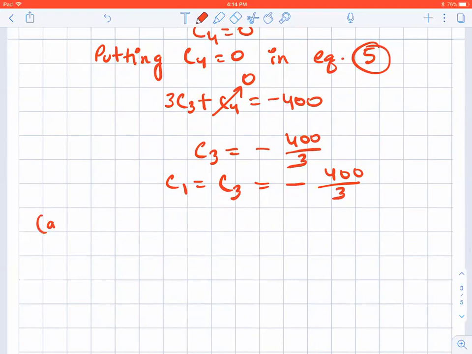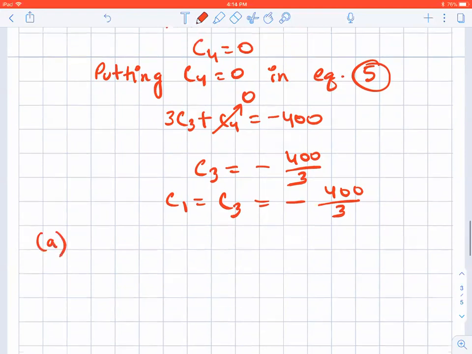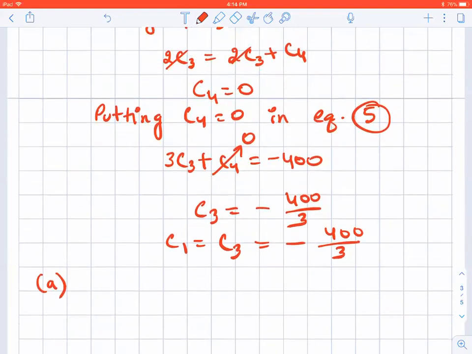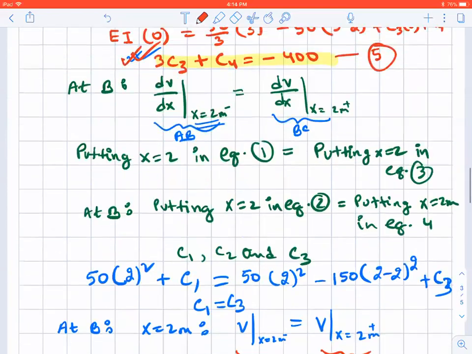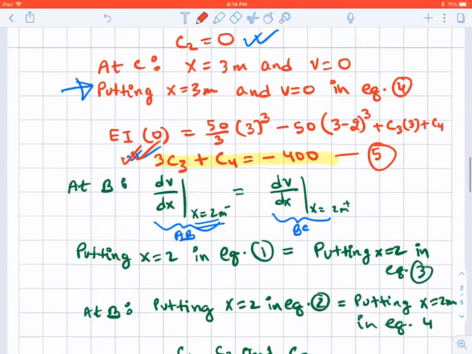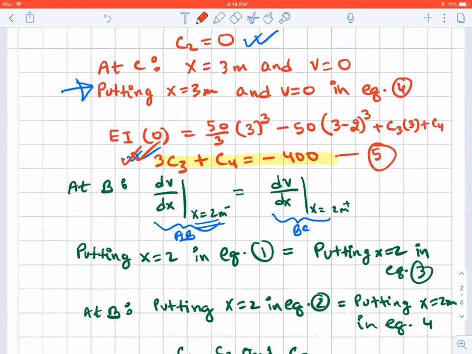When you reference equation 5, can I see the equation 5 really quick? Yes, sure. That one. That we obtained by putting x equals 2 meters and v equal to 0 at location C. Okay. Yes.